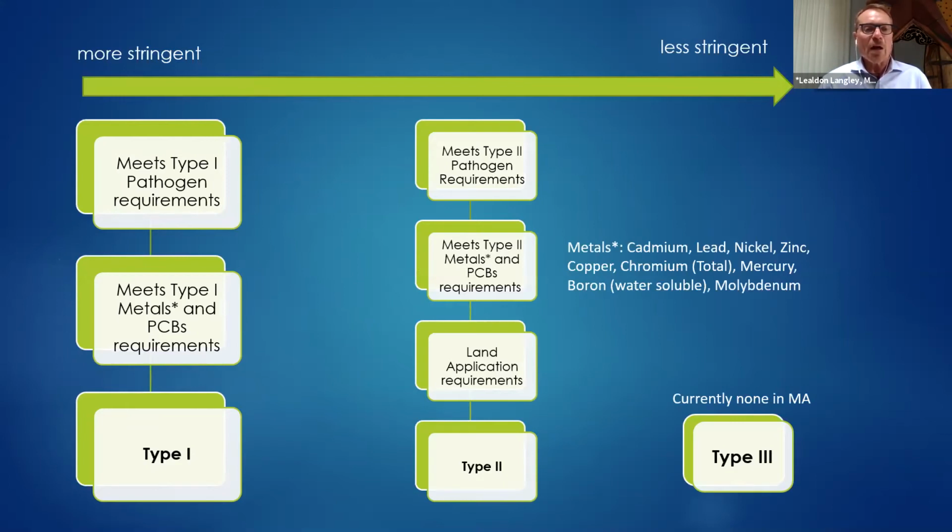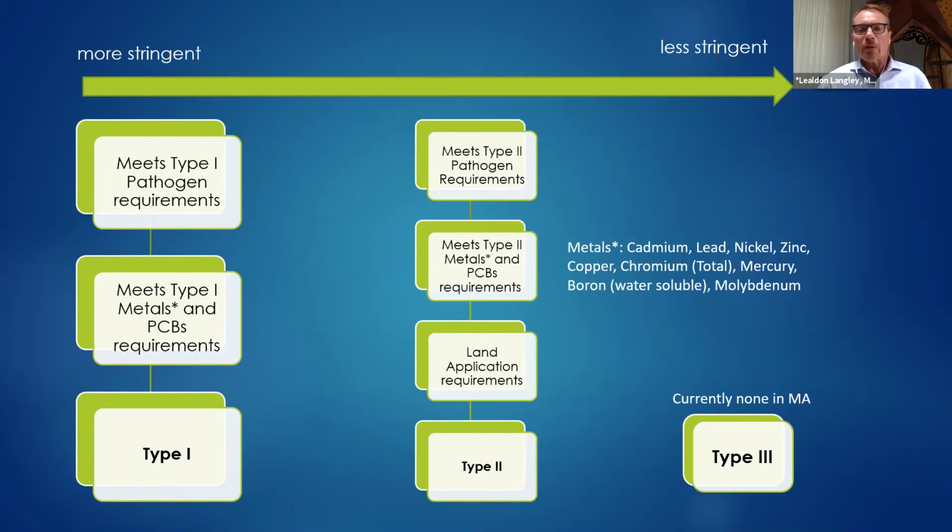This is just a diagram of the pathways for approval that I've just described. So on the left-hand column, you see type 1 residuals which meet pathogen requirements. They also meet the standards for metals and PCB requirements. The list of metals they're required to meet standards for is to the right on your screen. And these type 1 residuals can be used without further approval by MassDEP.